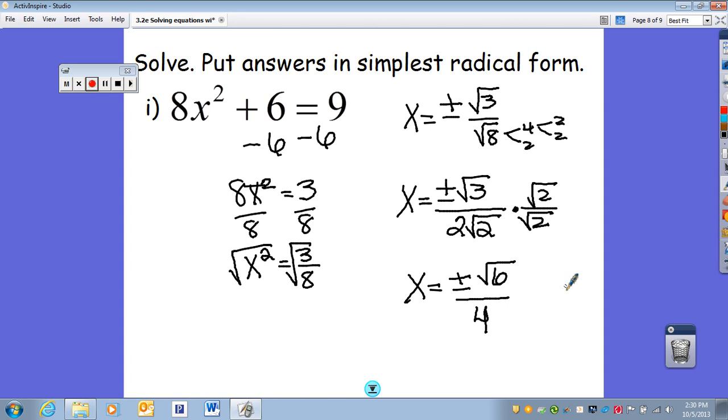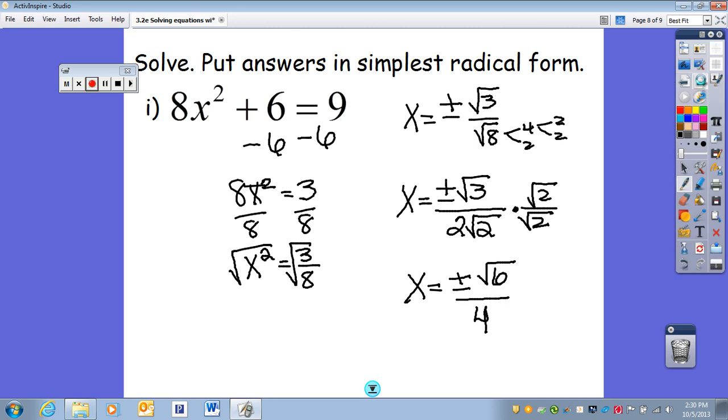6 and 4 look like they can both be divided by 2, but because the 6 is under the radical and the 4 is not, that is our simplified version.